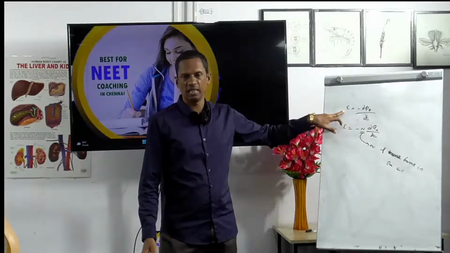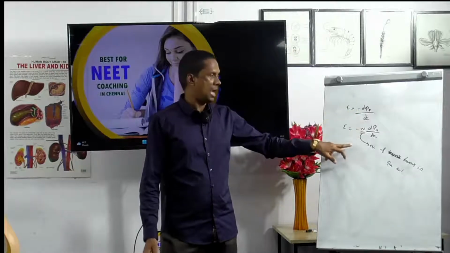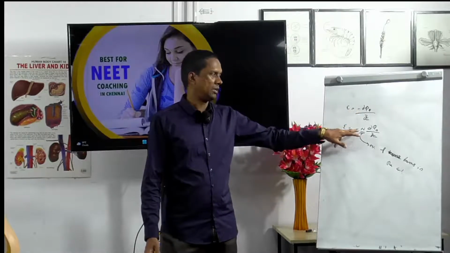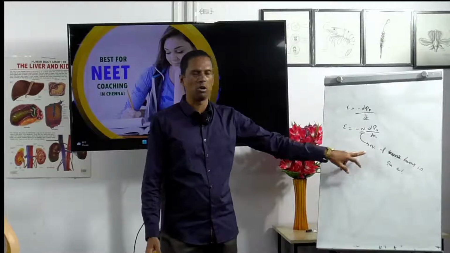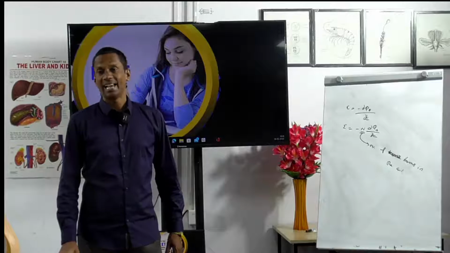So the induced EMF is equal to the rate of change of magnetic flux with respect to time t, and E is equal to N d phi by dt, where N is the number of turns in the coil.